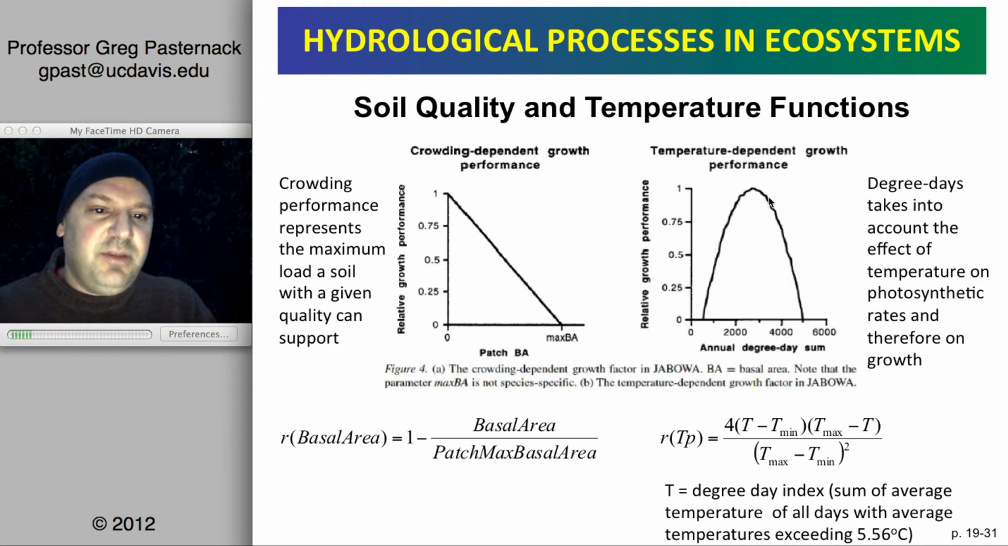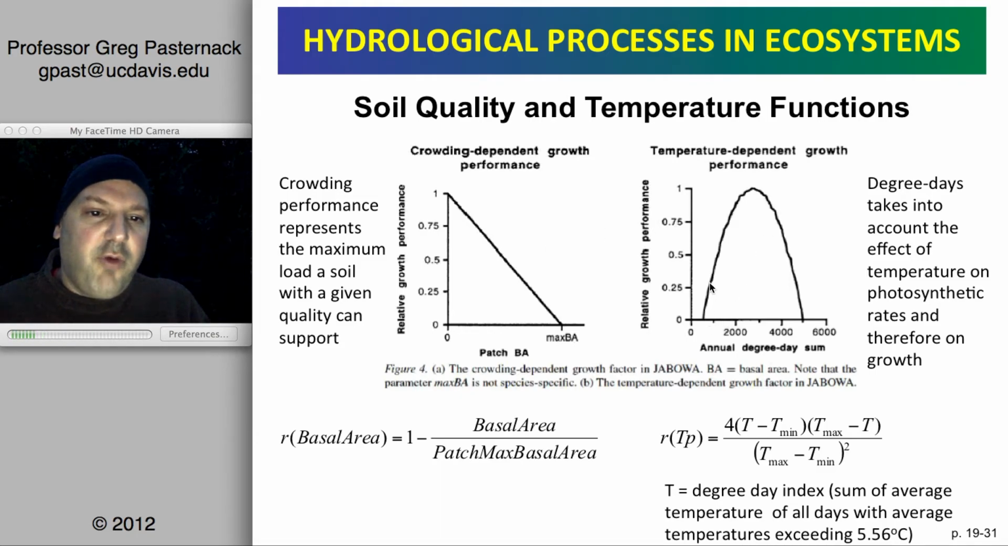Here's a temperature-dependent model where growth performance has an optimal temperature. So annual degree days, that's the effective temperature on photosynthetic rates. And so it just has this U-shaped, dome function. It's given by this here.